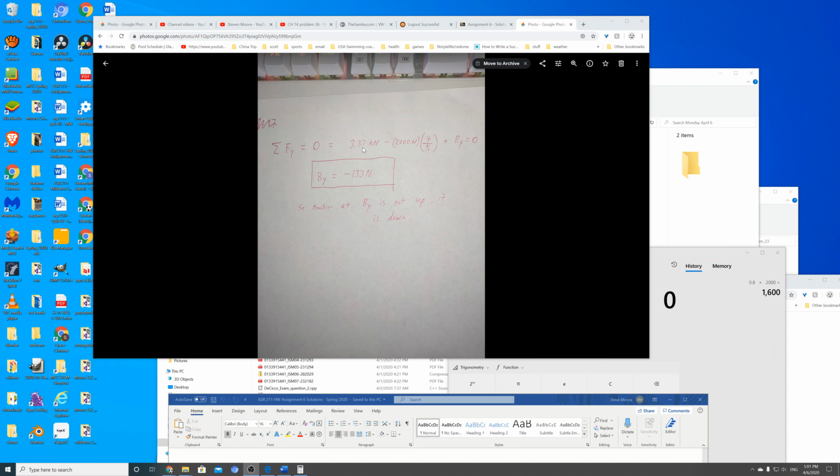So in this problem, you solve for BY. Here are my components, and the only unknown is BY. Solve for that, and it comes out to be 133 newtons. It's negative. Because I had defined BY as going up, the negative sign just means that the reaction is really going down. Meaning that it's trying to stop the end of the bar from lifting up, essentially. The bar is trying to lift up at point B, and the reaction is pulling down to keep it in place.